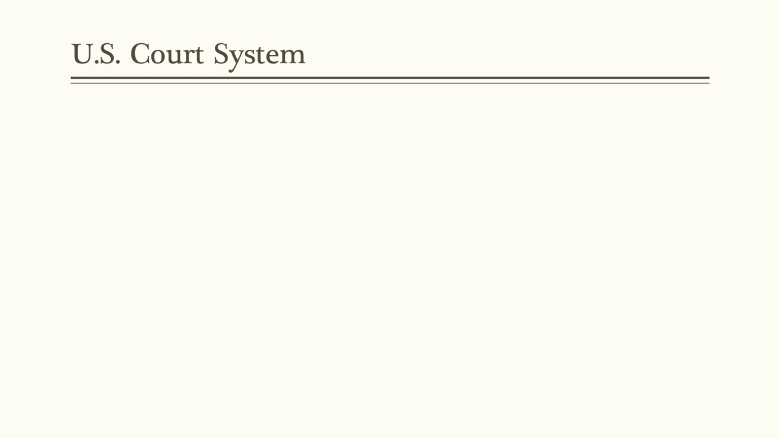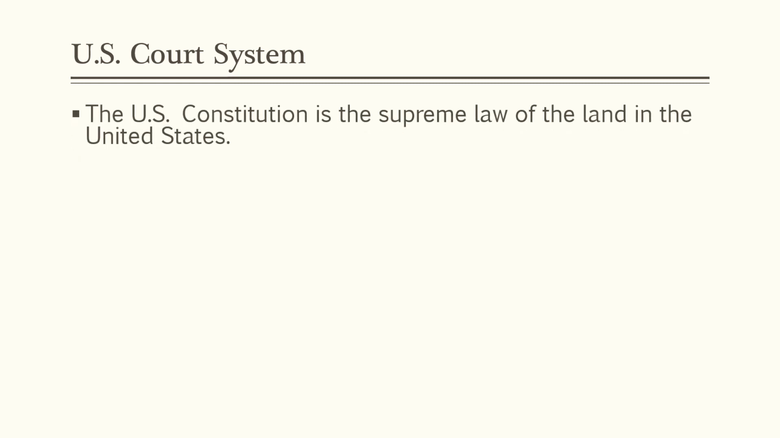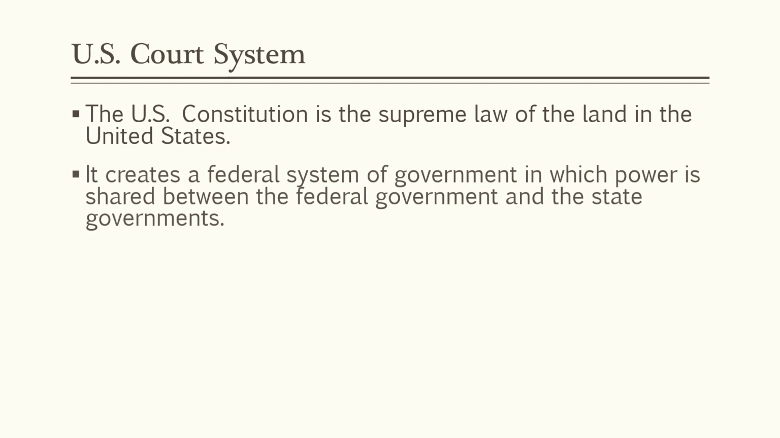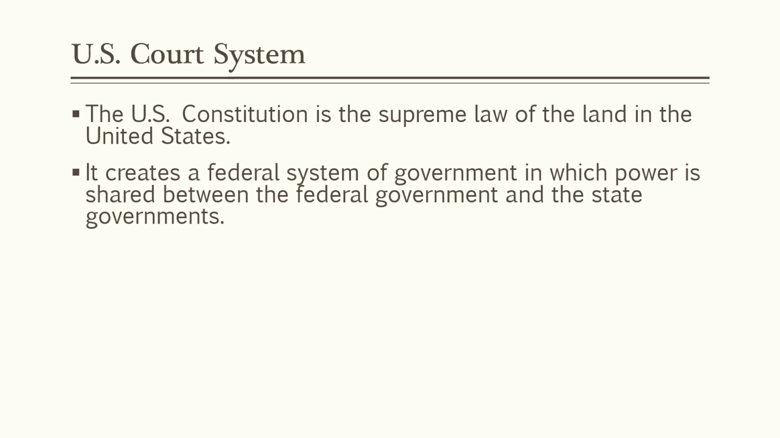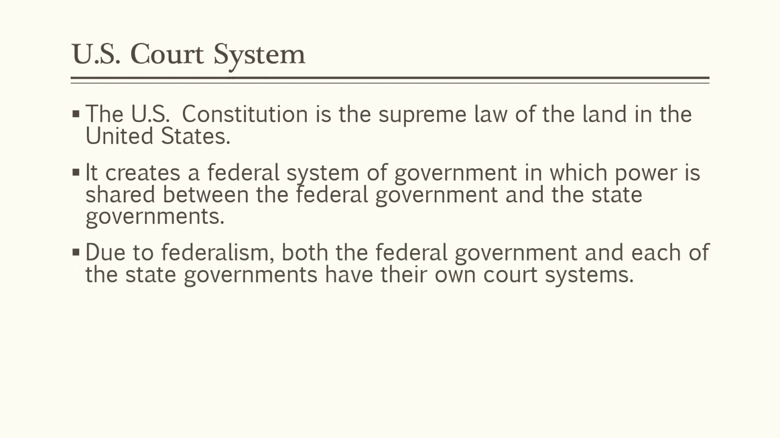We will begin with the U.S. court system. As we learned in Chapter 1, the U.S. Constitution is the supreme law of the land in the United States. And as a reminder, it creates a federal system of government in which power is shared between the federal government and the state governments. Due to federalism, both the federal government and each of the state governments have their own court systems.